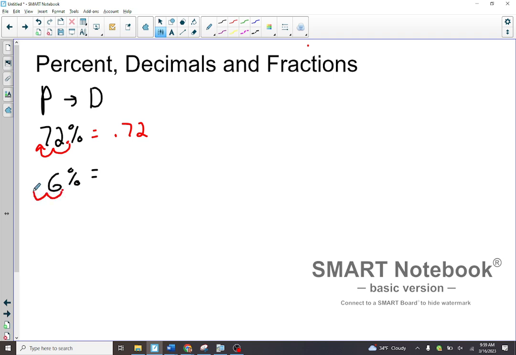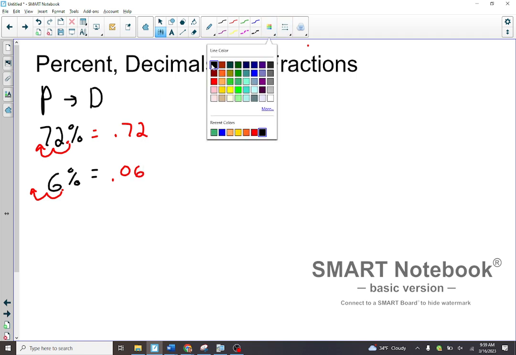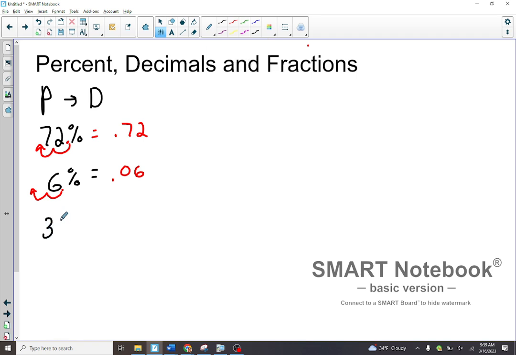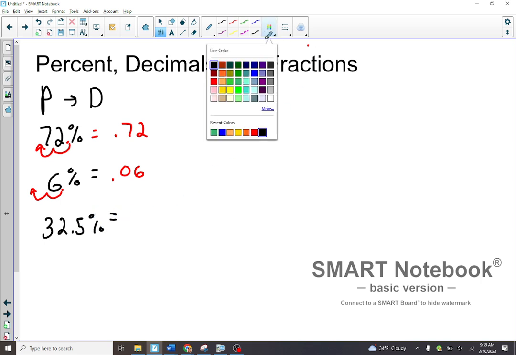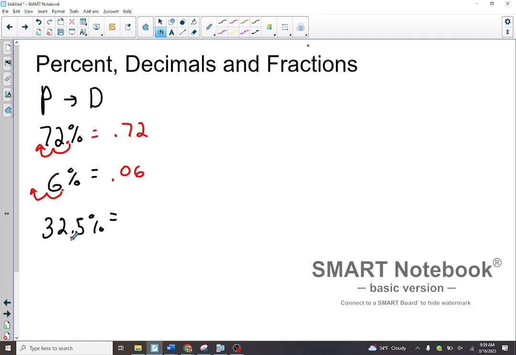I'll move the decimal point twice. You still have to move it twice, even though it's one number, which means the result of this will be 0.06. And then if I had 32.5%, even though the percent is shown, you still move the decimal point twice. So this will be 0.325.